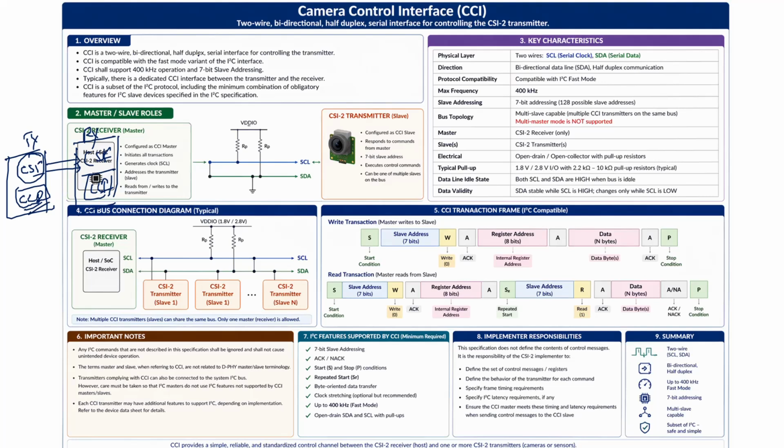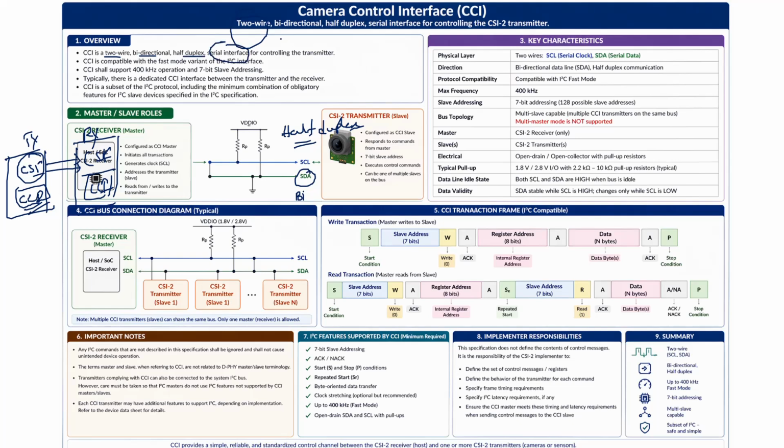So this is a two-wire interface. We have two wires, one is a bidirectional line and the other one is a unidirectional line. It will support half duplex transmission. Half duplex transmission is like a walkie-talkie. With a walkie-talkie, how are we transmitting the data? One person is talking, he says over, then the next person will be talking, right? Same way. See, CCI is a two-wire bidirectional half-duplex serial interface.